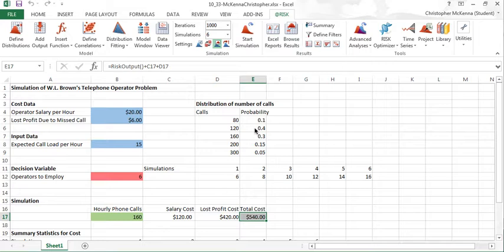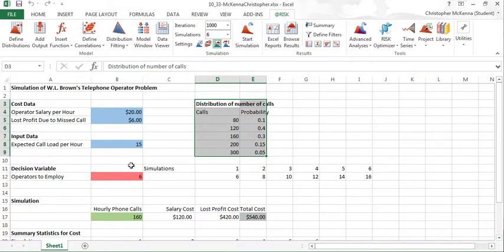So as part of the problem, we have some data for our inputs. We have our operator's salary per hour, which is $20, and our lost profit due to a missed call, which is $6. We know that one operator can handle approximately or exactly 15 calls per hour. Also important is our discrete distribution of the number of calls. We have the number of calls and their corresponding probabilities. This will be important in determining our hourly phone calls that come through.